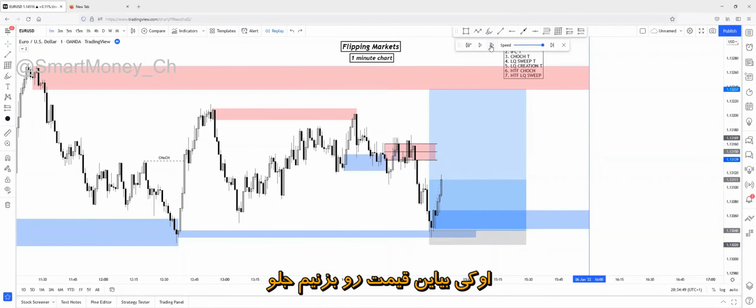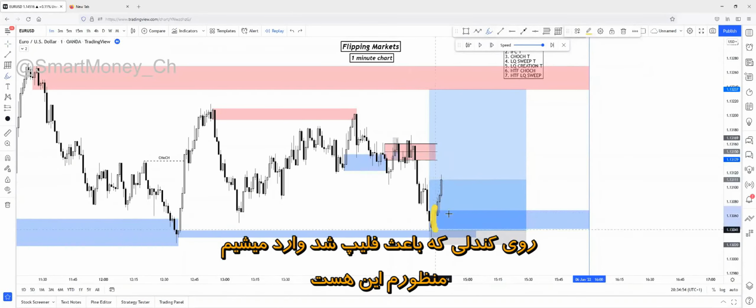Okay, so let's just play price forward. We are in break even. Can we enter from the candle that flipped? You mean this one?